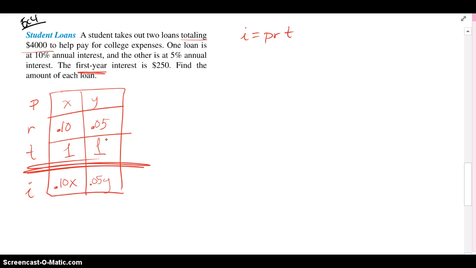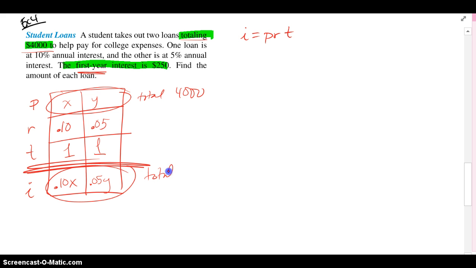Now the two other pieces of info that we're going to use are right here. It says totaling 4,000, so that was the total principal, and the first year's interest total, we assume for both, was 250. So the total principal is 4,000 and the total interest is 250. That's going to give me my two equations: x plus y is 4,000 and 0.10x plus 0.05y is 250.